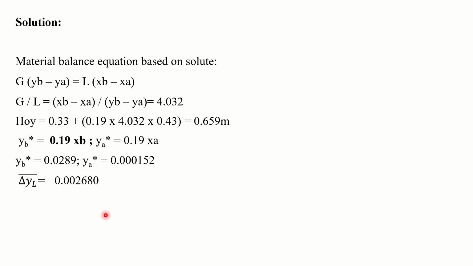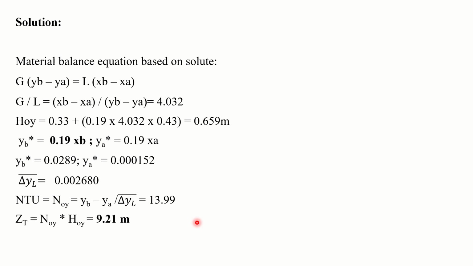The next step, delta Y bar L calculation: by substituting all the values of YB, YA, YB star, YA star in the formula, you can get delta Y bar L. Then by substituting this delta Y bar L, YB, YA data, you will get the number of transfer units, which is coming around 13.99. Then the final step of calculation, height of packing, which is a product of NTU and HTU, that is 9.21 meter. I hope you have understood. We'll move on to the next problem.